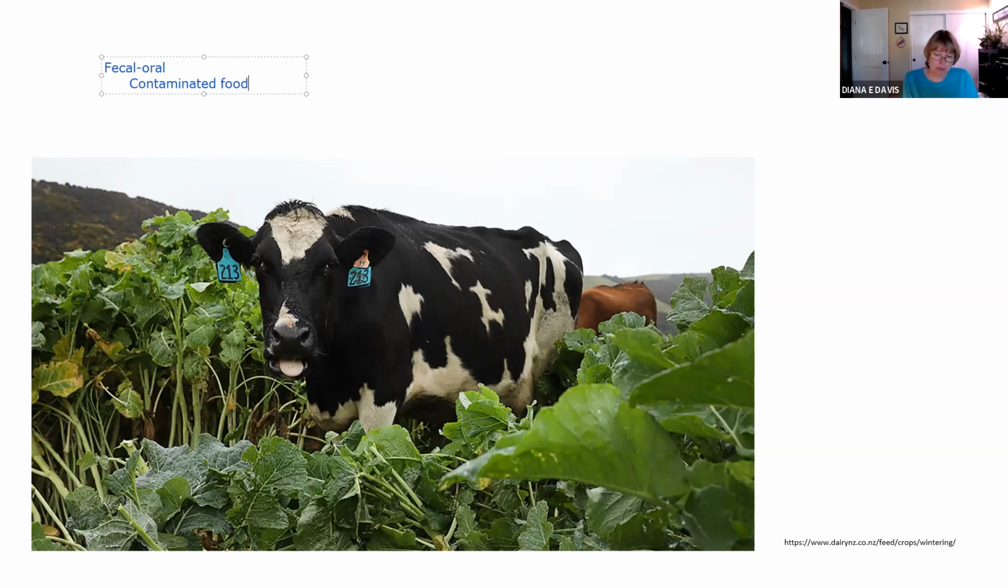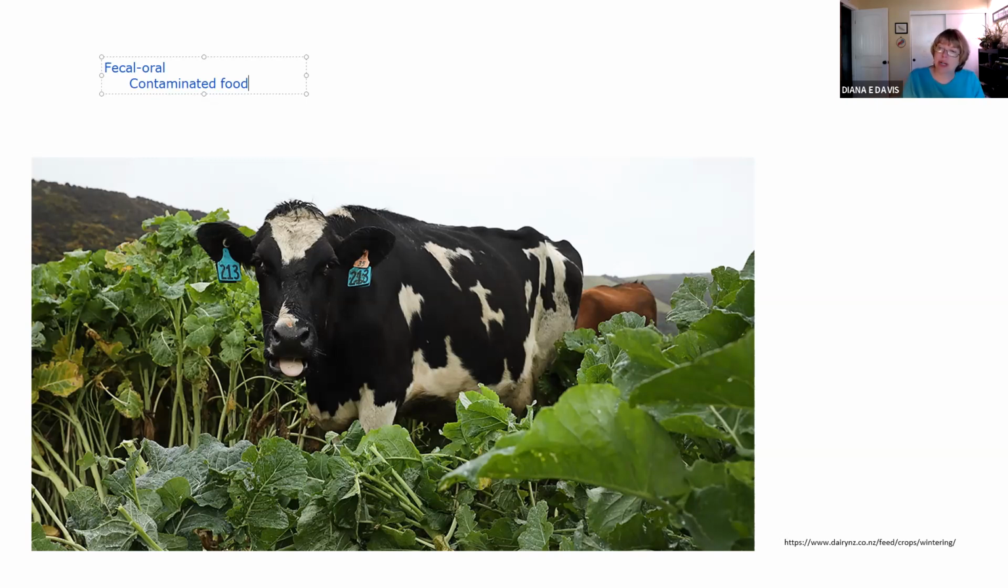And that can come from situations like this, where cows get into the fields. They're not supposed to be there. It can happen when deer get into the field. It can happen when there are cows or pigs uphill from a farm. They poop there, the water runs down the hill, carrying the bacteria with them.